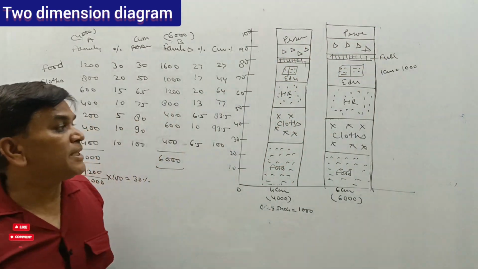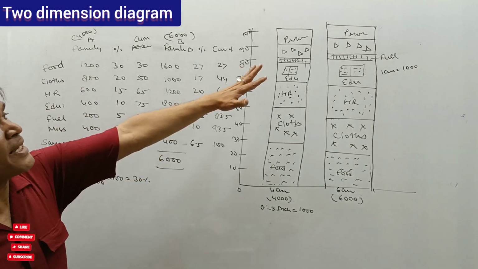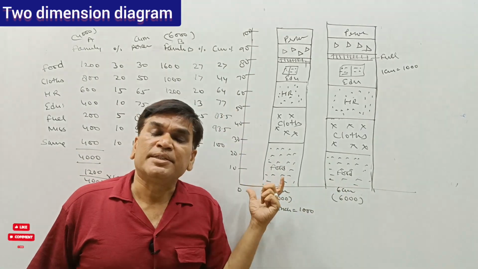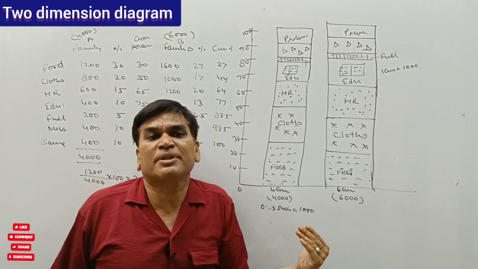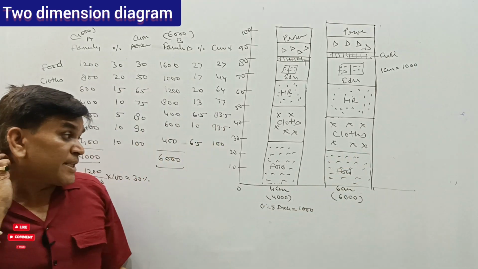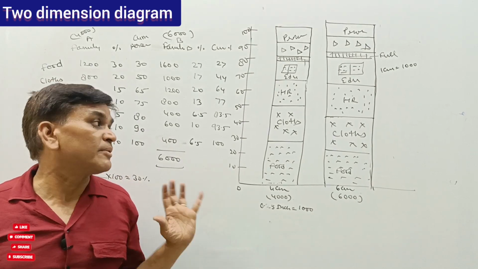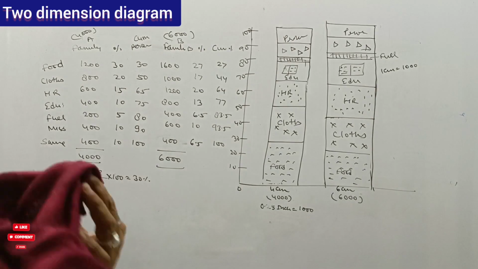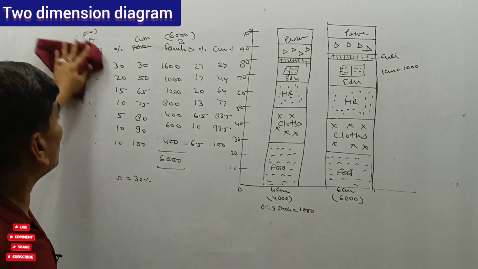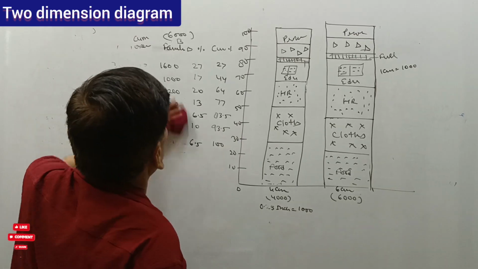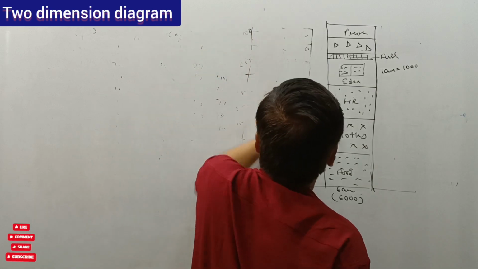So this diagram will be called two-dimensional diagram, because here the height is same but the width is different. This is 4 centimeter width because our scale is 1 centimeter equal to 1000. Here the width is 6 centimeter. So like this we are having two-dimensional diagram. We are having some more two-dimensional diagrams over there. This is called rectangle diagram.